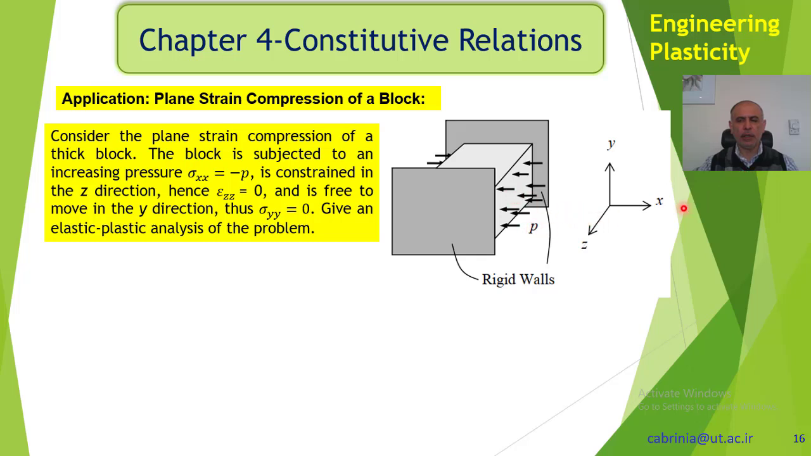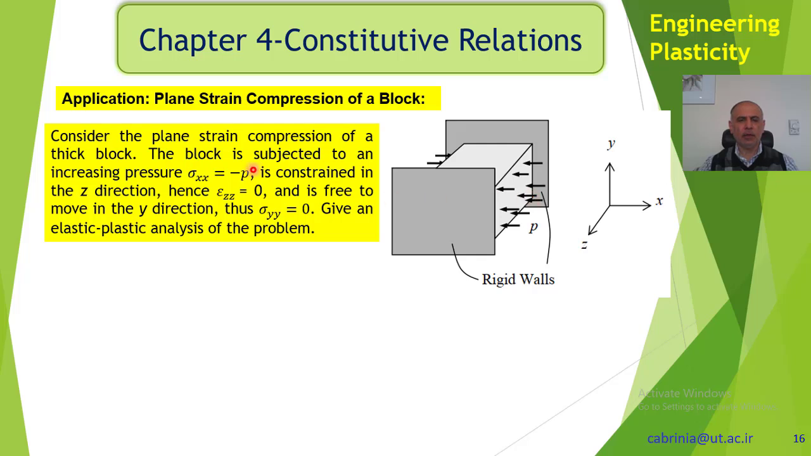So we have p in the x direction, and in the z direction the block is restricted from moving by these rigid walls. Therefore we have no strain in the z direction. Because the material is free to move in the y direction, we don't have any stresses in the y direction. But because it's restricted from moving in the z direction, we must have a stress in the z direction as well.